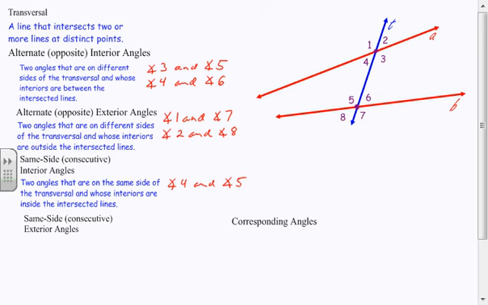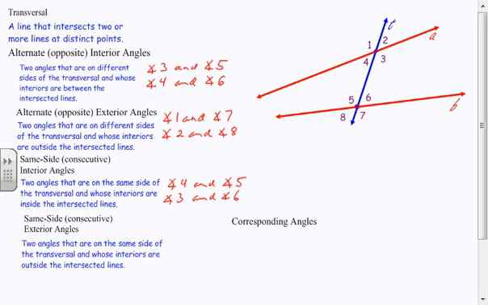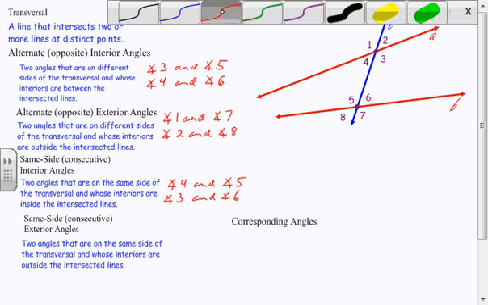And angles 3 and 6. A couple more here. Same side exterior angles. Again, the name tells you what they are. Angles 1 and 8 are that kind of pair.